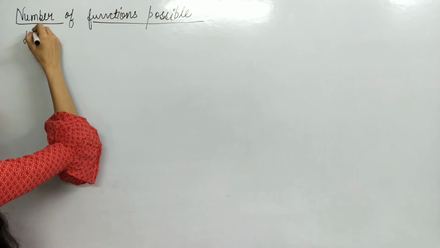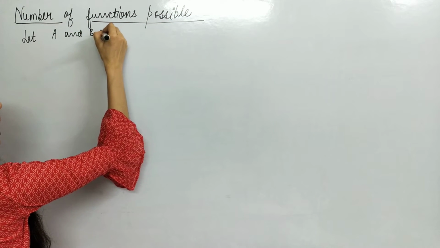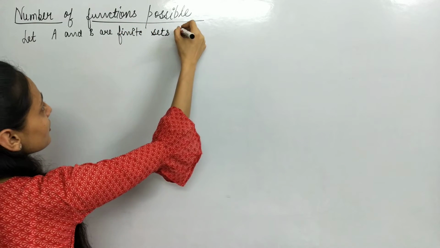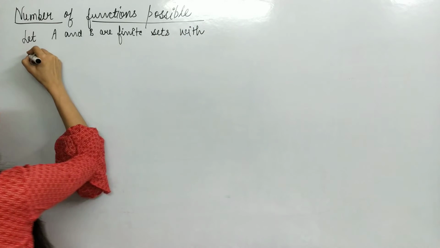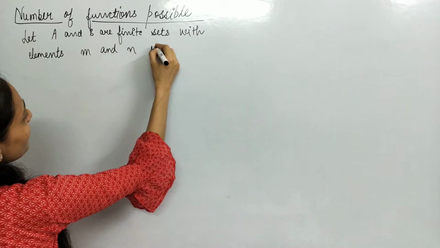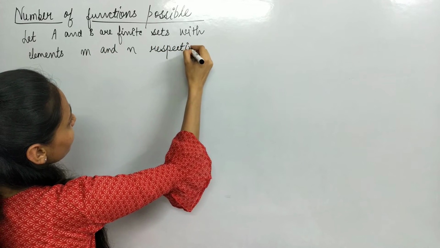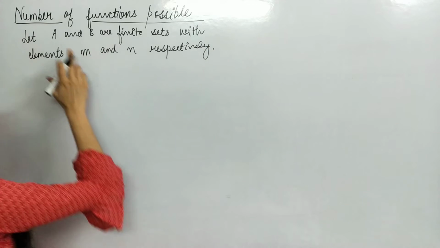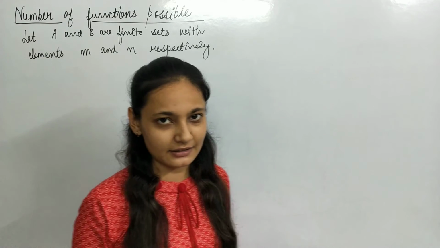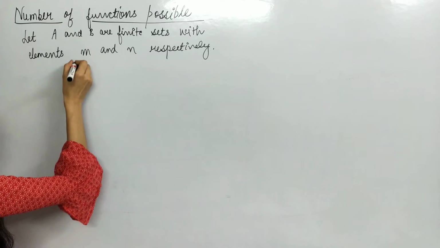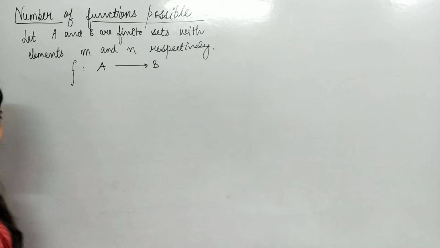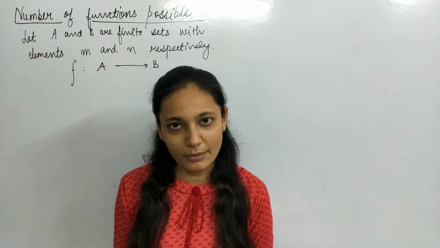Suppose A and B are finite sets with elements M and N respectively. What does it mean? That set A is having M elements and set B is having N elements, and both are finite sets. Suppose we define a function f from A to B. Then how many such functions are possible from set A to B?